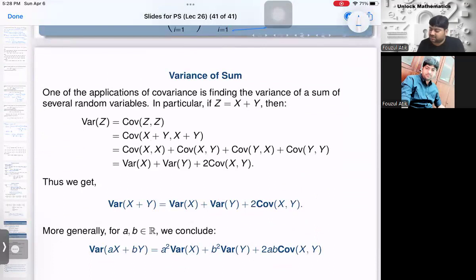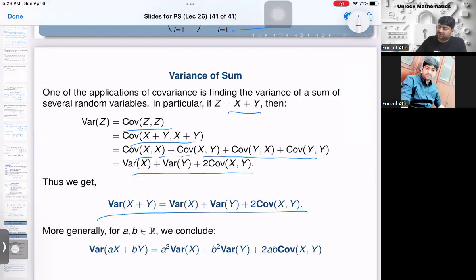Right? You can easily understand this proof with the help of this small proof for the particular case. So variance of z equal to x plus y is covariance of z comma z by the property of covariance. And this one we can do with another property, and we see that it is actually 2 into covariance of x, y plus the variances of x and y. So we can easily write this one, and more generally we can also write this.